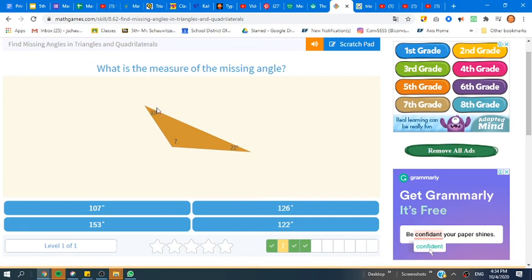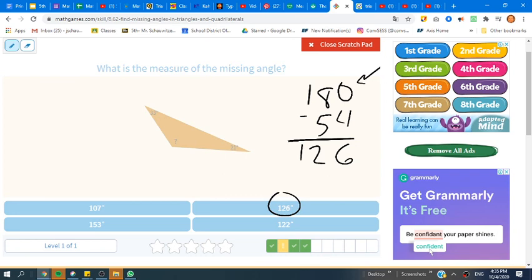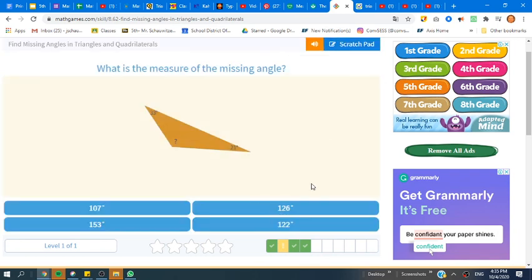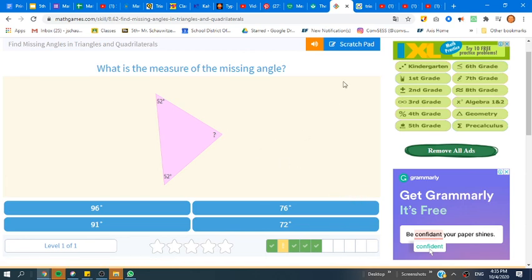All right, if I add up 33 plus 21, that's going to equal 54. And 180 minus 54, what is that? Remember, 180 is our magic number. We need to understand that. Well, it's going to have a 6 here. I know that, and the only answer that has a 6 is 126, so this must be 126. Let's close the scratch pad and find out. That's correct. Okay, next one.